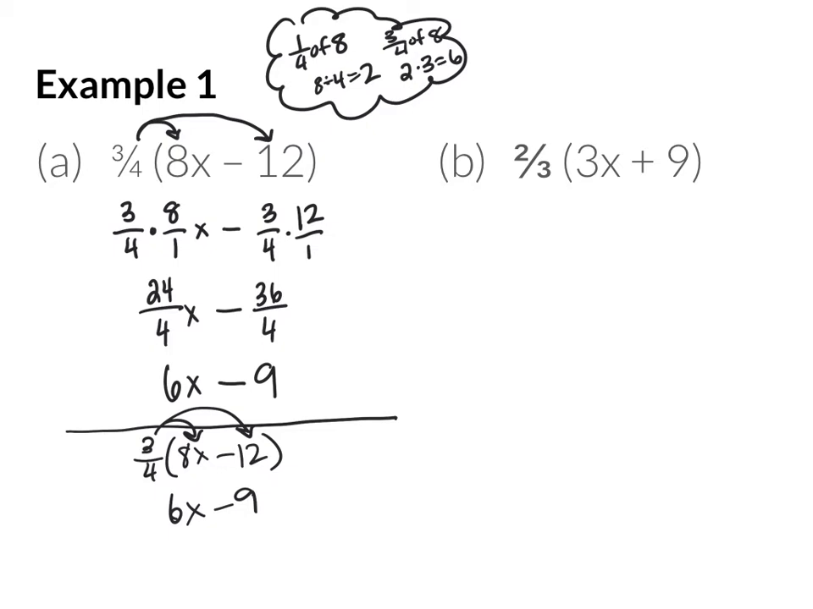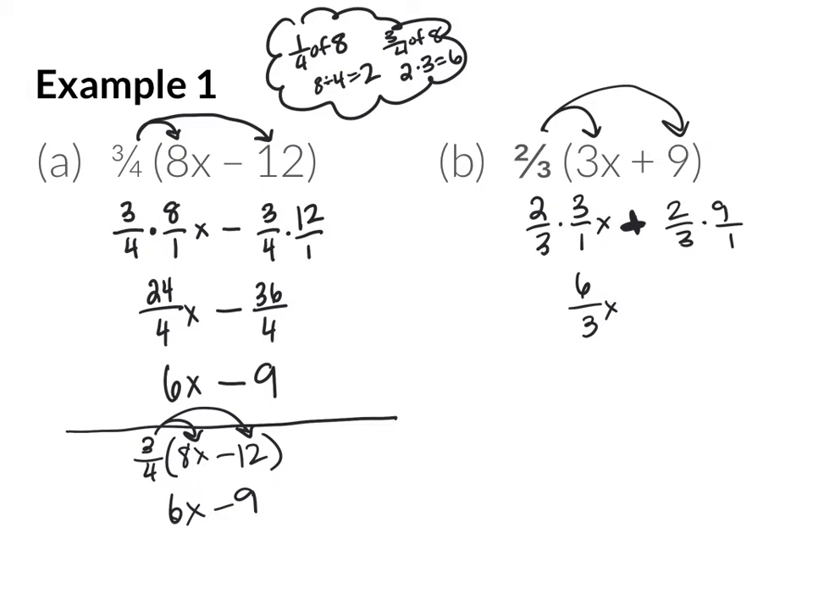I'm going to show you the long way first, and then I'm going to show you the thought process in shortcut mental math way. 2/3 of 3x is 2/3 multiplied by 3/1x, and then I have 2/3 of 9, 2/3 times 9/1. 2/3 of 3x is 6/3x. And then 2/3 of 9 is 18/3. That gives me 2x and 6 for my final answer.